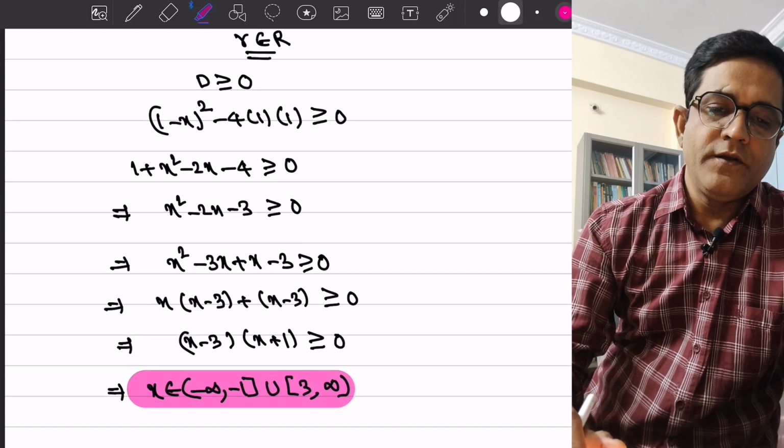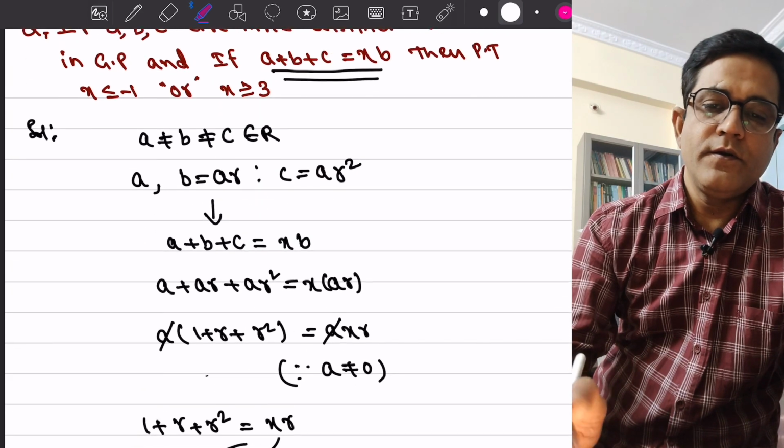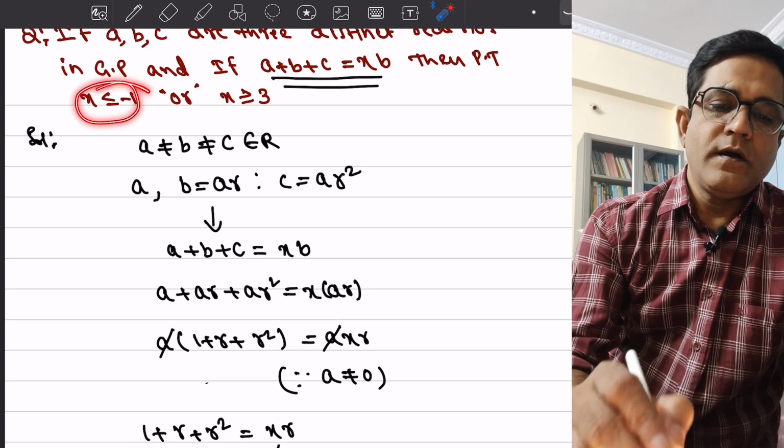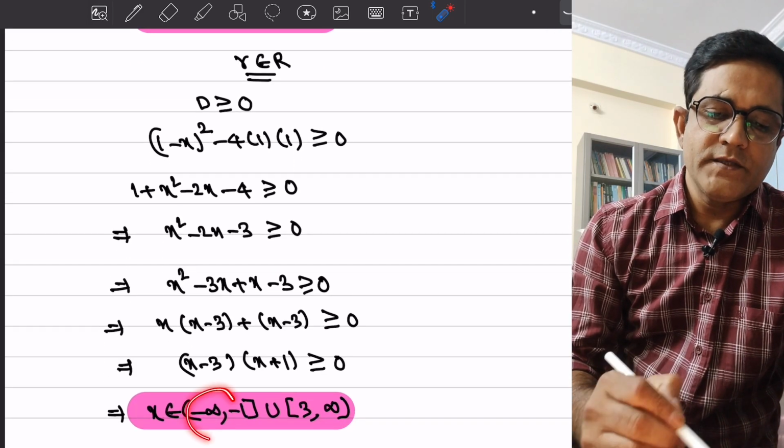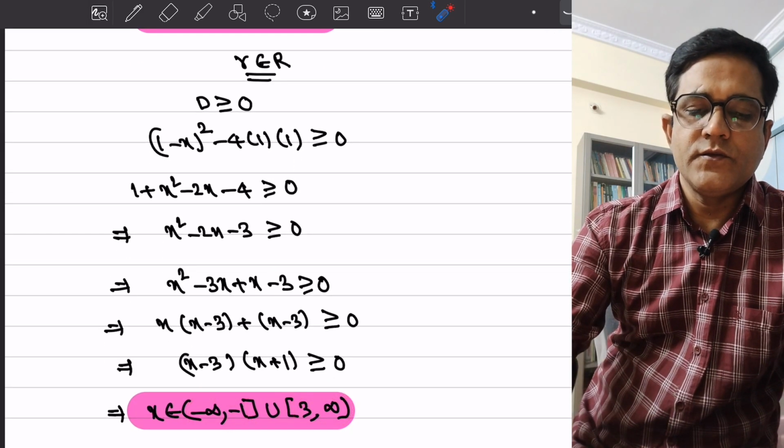So what we need to show? x is less than or equal to minus 1 or x is greater than or equal to 3. Therefore x is less than or equal to minus 1 or x is greater than or equal to 3. So this is the solution.